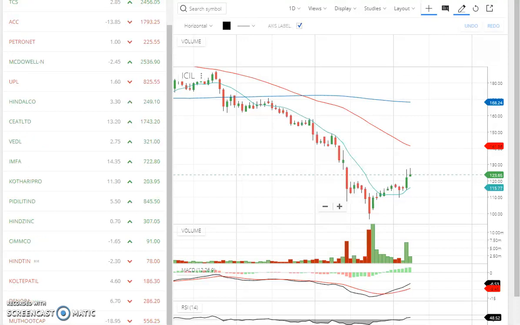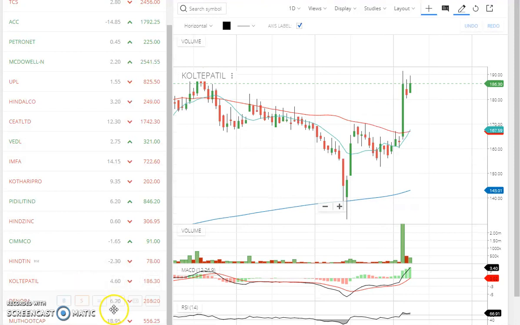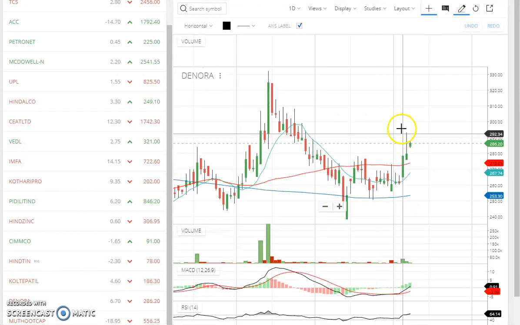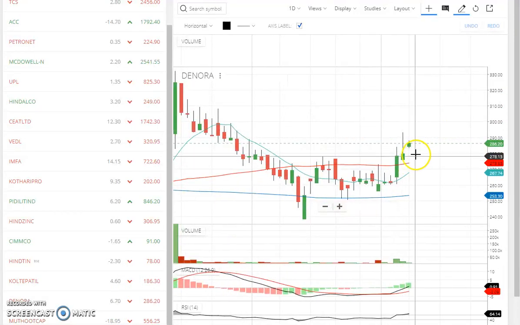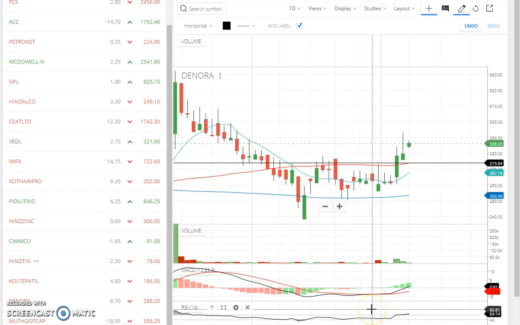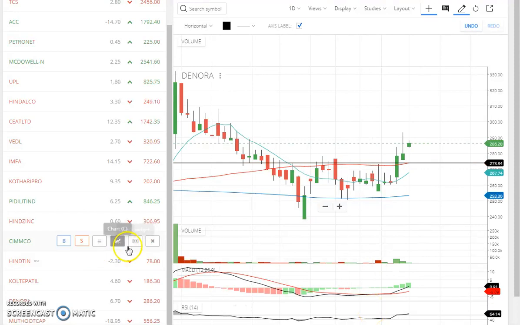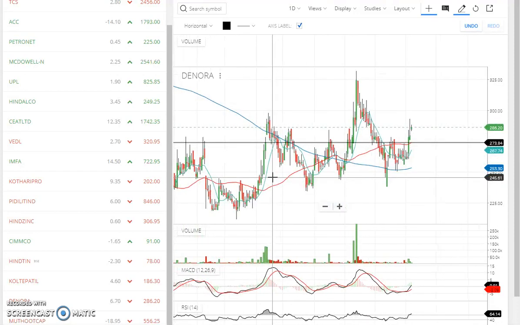So each stock that I have given you, like I gave you KOTHARI today, that also had a breakout. I gave you Dinora, that is also having a breakout, right? See, this has got a gap up opening today. My buying price was 273 and this is at 286 right now. SIMCO already had given you a good breakout. Okay. So guys, learn this kind of thing.